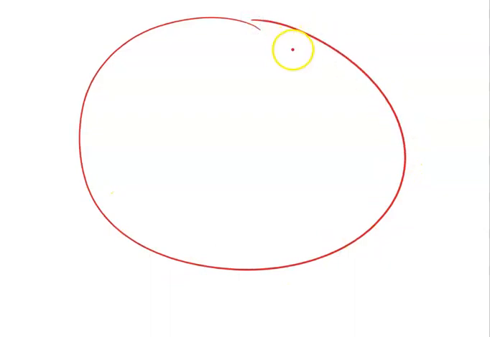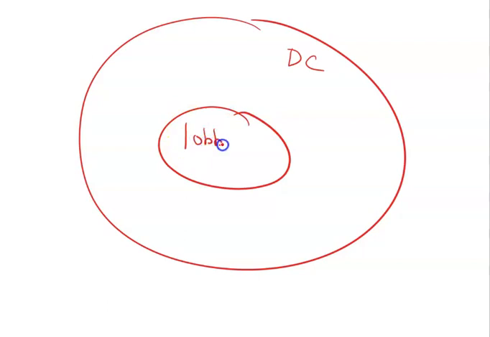Get my color straight. Okay, so let's do a big old giant circle. This is Washington, D.C., right? Remember what it said? All lobbyists have influence. Now, you've got to decide which one fits in which one. It says all the lobbyists have influence. So, lobbyists is actually my smaller circle.